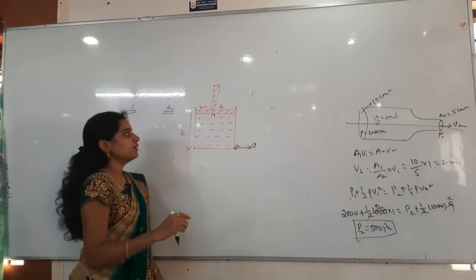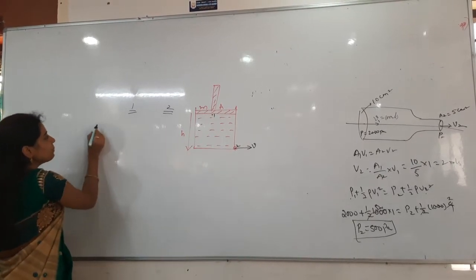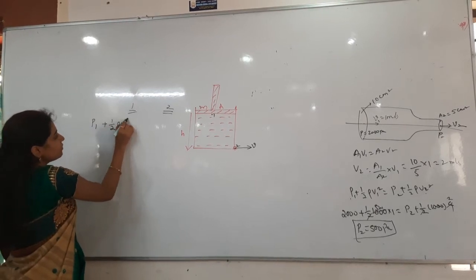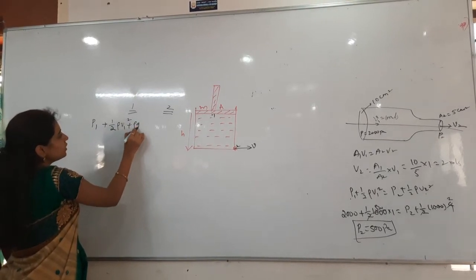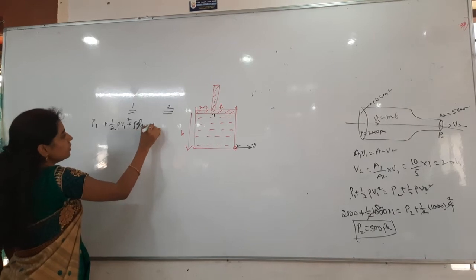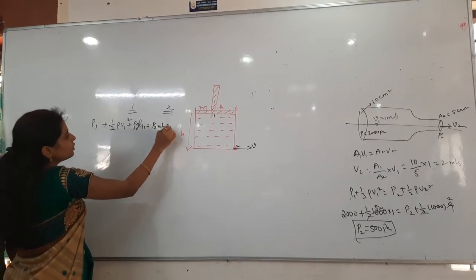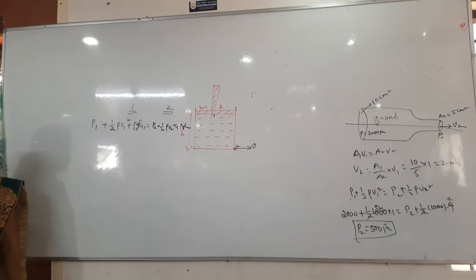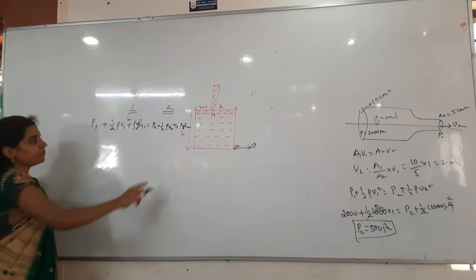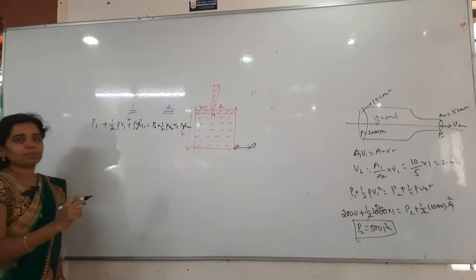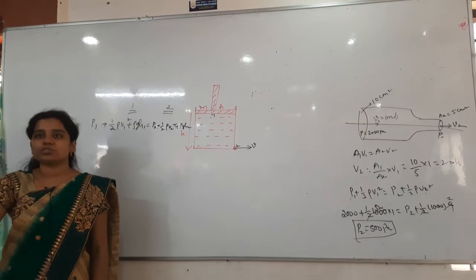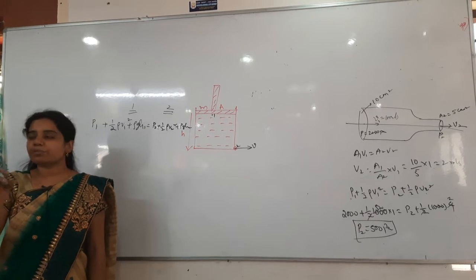A is the area. So at this point the pressure is P1. Let me take P1 plus half rho V1 square plus rho g into H1 is equal to P2 plus half rho V2 square plus rho g into H2. That is the Bernoulli's theorem we have to apply. Now at point 1, what is the pressure? The atmospheric pressure is 0. Why? Because the vessel is closed. Whenever it is closed, atmospheric pressure is 0.